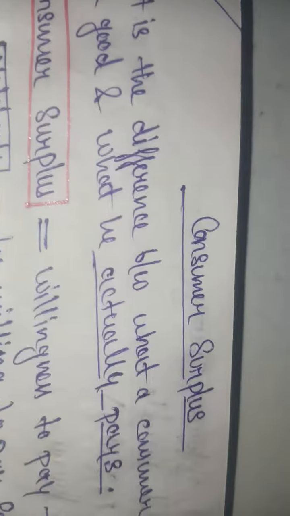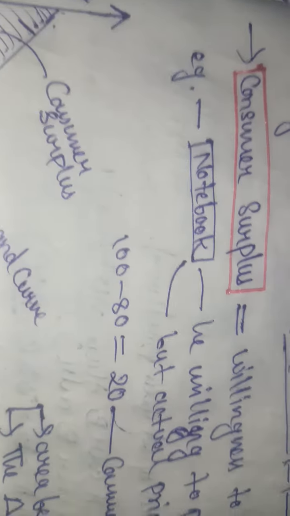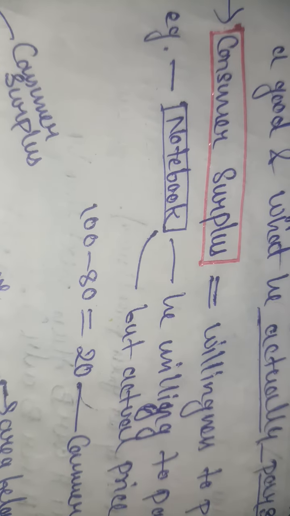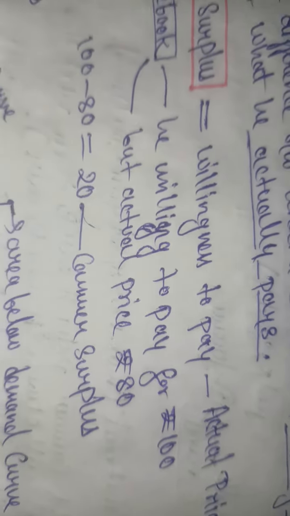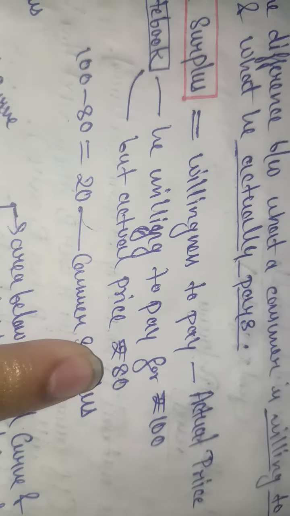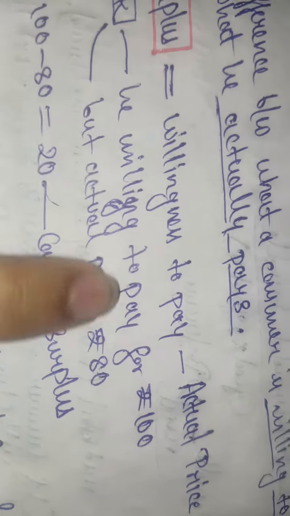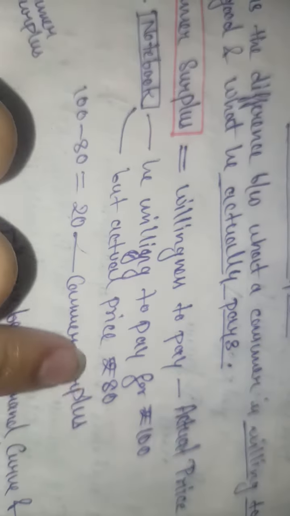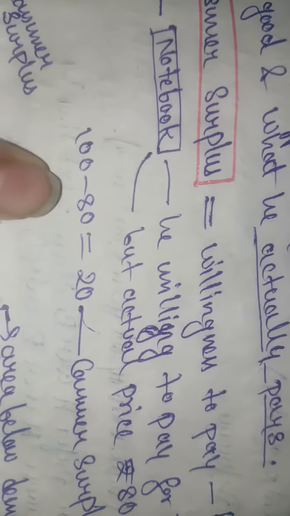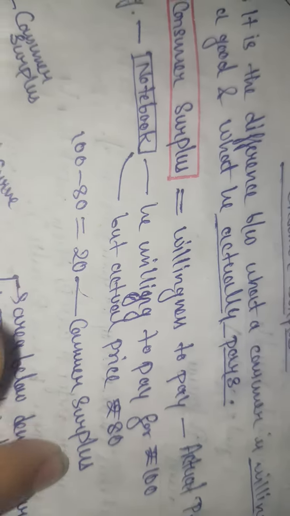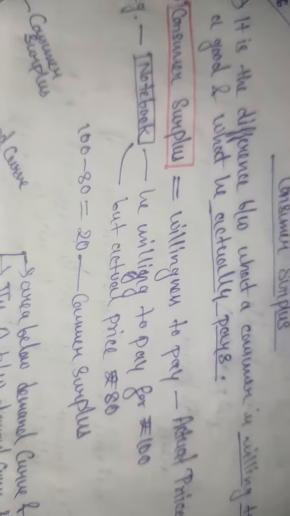We will understand this with an example. A person purchased a notebook whose actual price is rupees 80, but he is willing to pay rupees 100. The difference of both will be the consumer surplus, meaning 100 minus 80 is 20. So 20 is the consumer surplus.